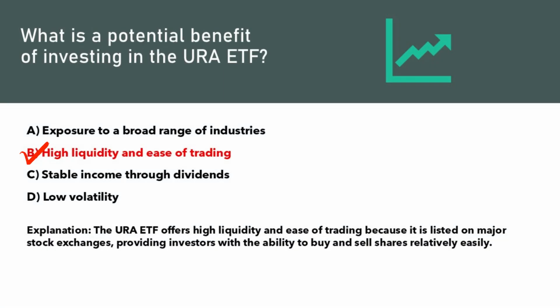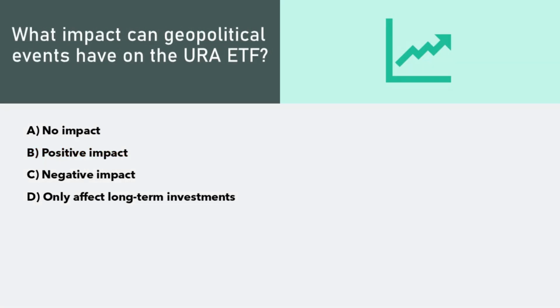Answer: B. High liquidity and ease of trading. Explanation: the URA ETF offers high liquidity and ease of trading because it is listed on major stock exchanges, providing investors with the ability to buy and sell shares relatively easily. What impact can geopolitical events have on the URA ETF?